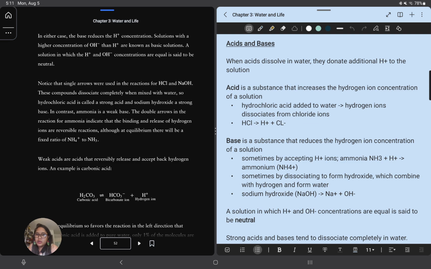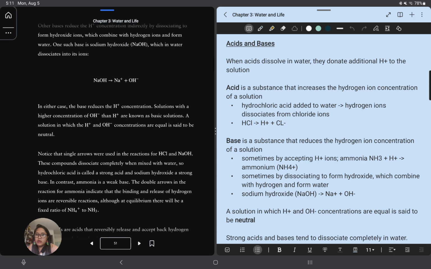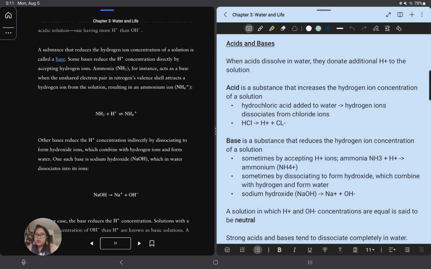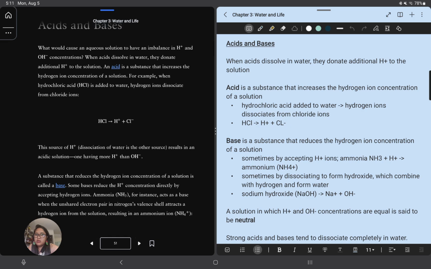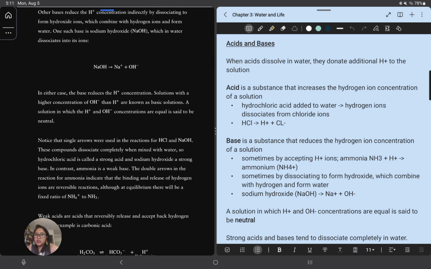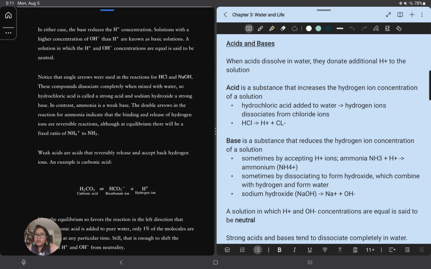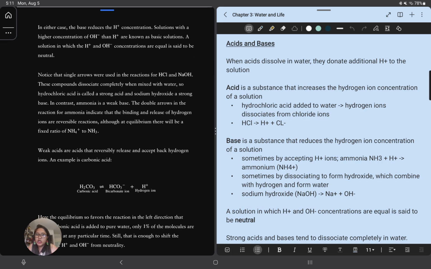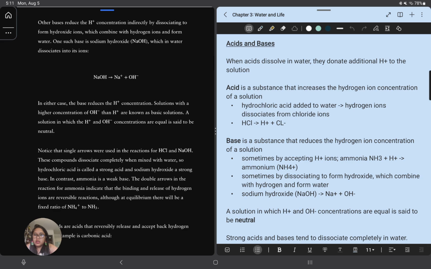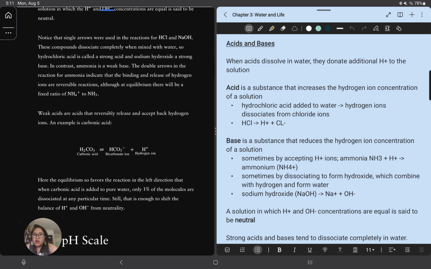Notice that single arrows were used in the reactions for hydrochloric acid and sodium hydroxide. These compounds dissociate completely when mixed with water, so hydrochloric acid is called a strong acid and sodium hydroxide a strong base. In contrast, ammonia is a weak base.